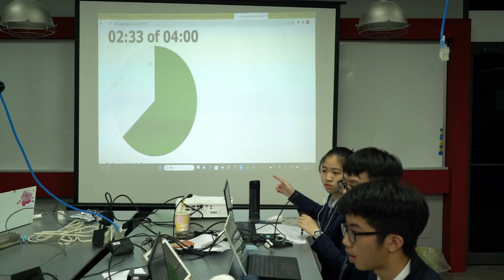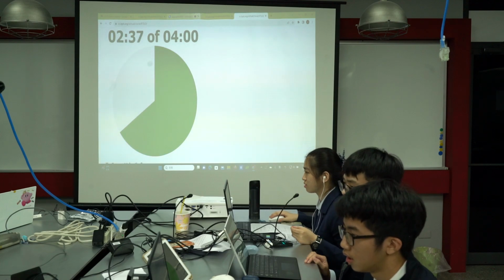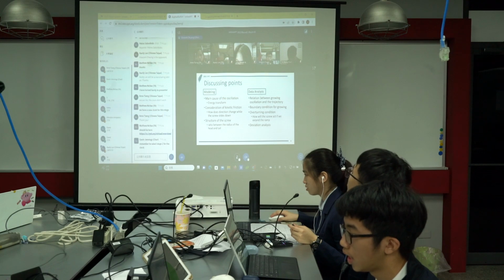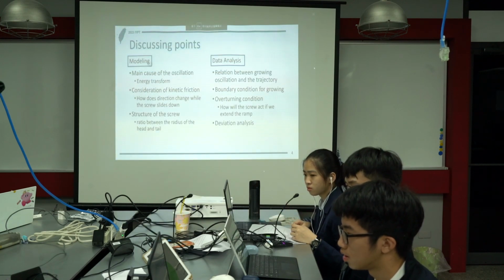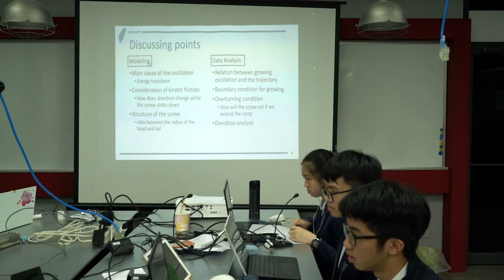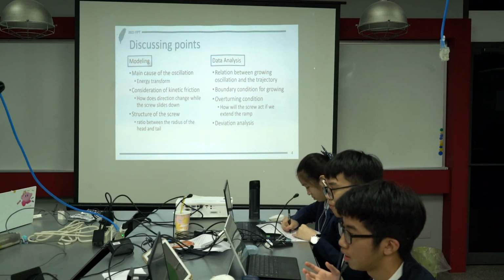Then in the modeling part, this is the point I'm going to discuss later. So first of all, I'm going to discuss the main cause of the oscillation, including the energy transformation through the oscillation. How does the potential energy transition to kinetic energy? And by noting this, we also want to discuss the energy dissipation, which is mostly from kinetic friction.